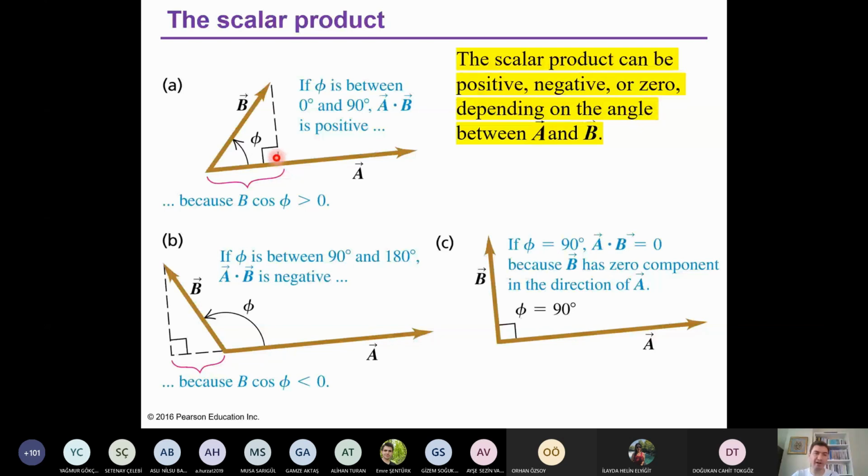Look at this one. It is bigger than 90 degrees, and phi is between 90 and 180 degrees. So in this range, cosine phi will give us a negative number. Then the result will be negative. Look at this one. Here we have 90 degrees between A and B vectors. Phi is 90 degrees. Then if you put cosine 90, the result of the scalar product will be 0. Okay, because the B vector has 0 component in the direction of A. B has only a component along this direction, perpendicular to A. So B has no component here.